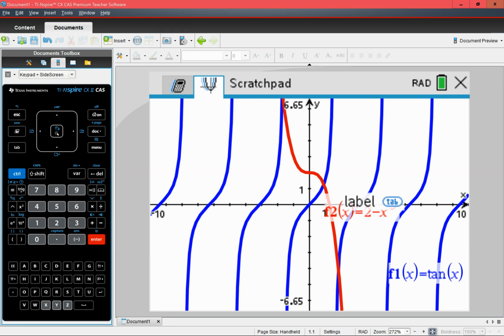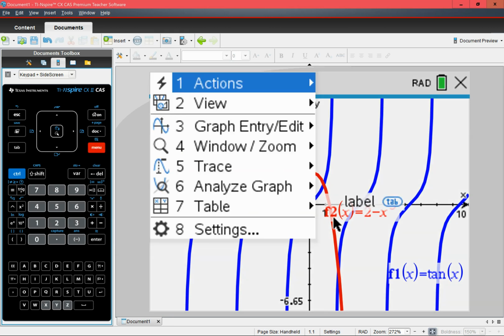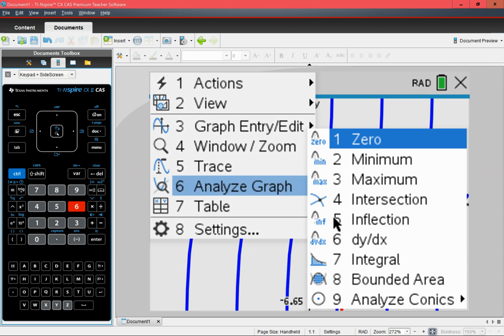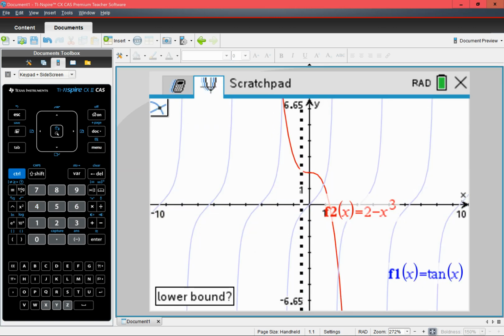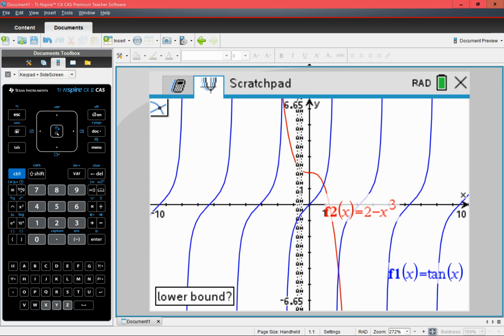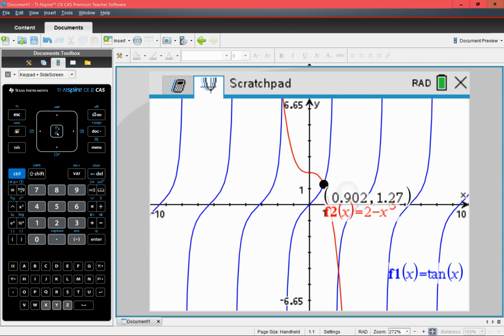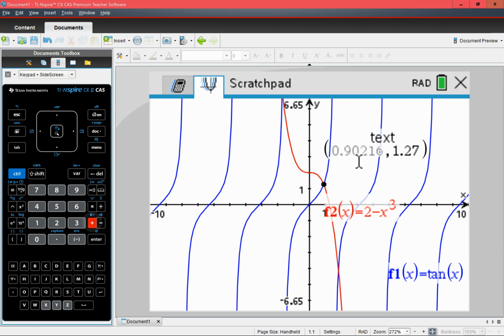We need to figure out where they cross, so that's our menu, analyze graph, intersection, and I'm going to try not using the pen this time and see if that works. Lower bound, upper bound, we've done it. And it looks like they intersect at 0.902. However, as we found before, we want some more decimals on that.